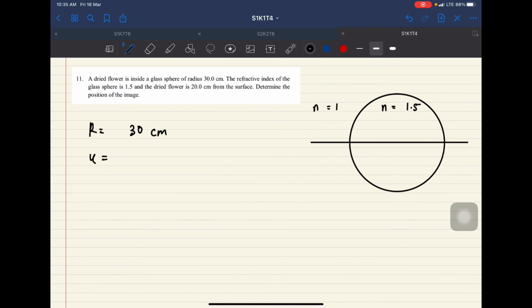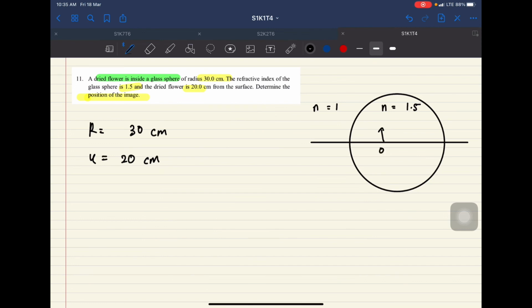U is equal to 20 centimeter. I think that's all they give, right? So 30 centimeter, 1.5, 20 centimeter. Determine the position of the image. Remember that the flower is inside the glass sphere. So the object will be over here. This is the radius, which is length 30 centimeter. So 20 centimeter maybe somewhere over there. So this is the position of the object.